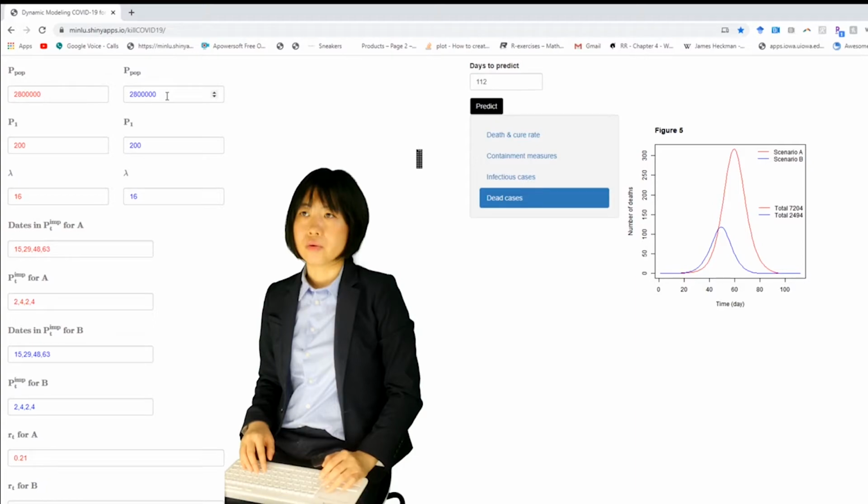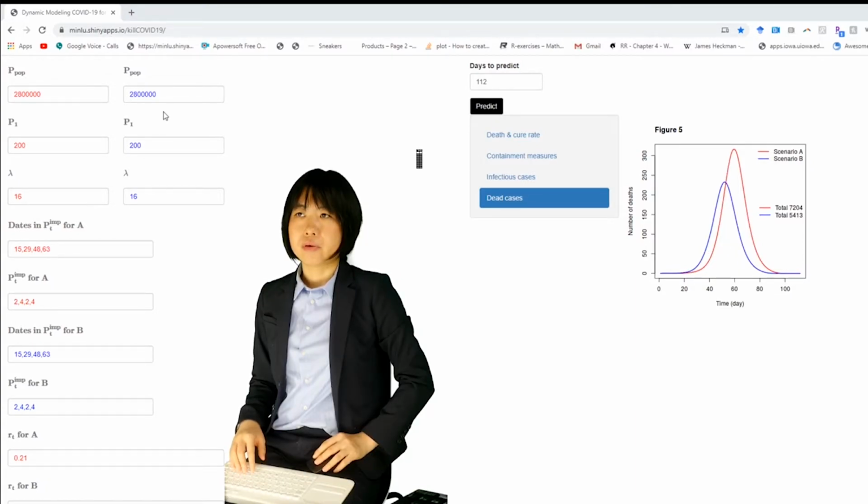For example, here is the population of Miami-Dade County. However, if we are in the middle of a very serious outbreak where 1 million population are already infected, you can change this number from 2.8 million to 1.8 million. The second parameter is P1, which is initial infectious cases. So basically on day 1, we have 200 infectious cases.